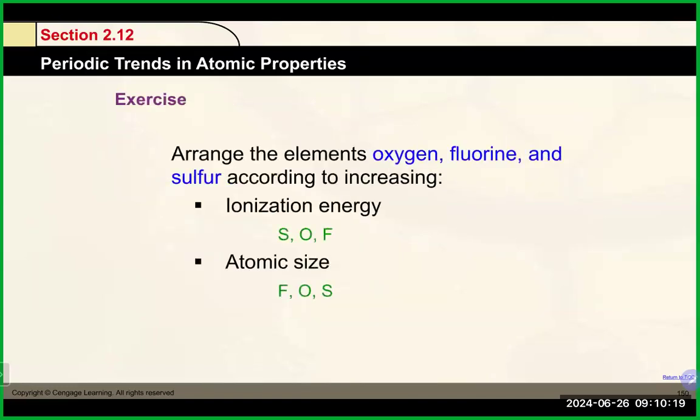All right, here. We want to arrange this in terms of increasing ionization energy: oxygen, fluorine, and sulfur. When we look at it on the periodic table, ionization energy increases as we go up and to the right. So sulfur should be the least, then oxygen and fluorine in terms of ionization energy. Atomic size decreases as we go up and to the right. So fluorine should be the smallest, and sulfur should be the largest, increasing in the opposite direction on the periodic table. So fluorine, oxygen, and sulfur. Any questions about there?